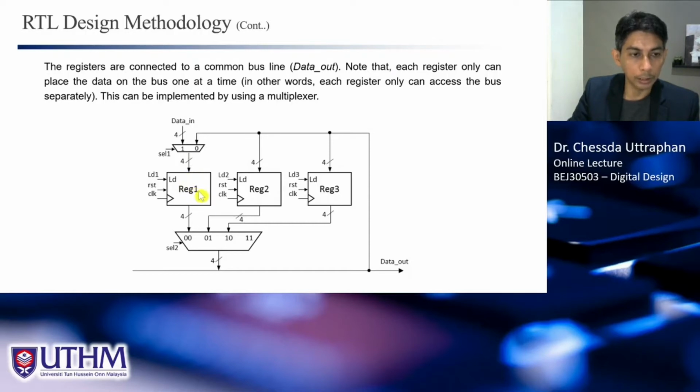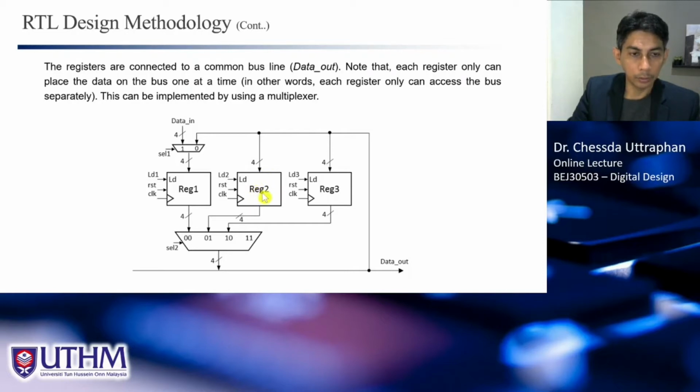The second operation is to transfer the data from here to here. What you need to do is make sure that this SEL2 is 0, 0, such that the data from here can go to here, and because this is the same bus, the same line, it should be available here, and you need to set this LD2 to 1, or activate this LD2, in order to load the data from here into the register.